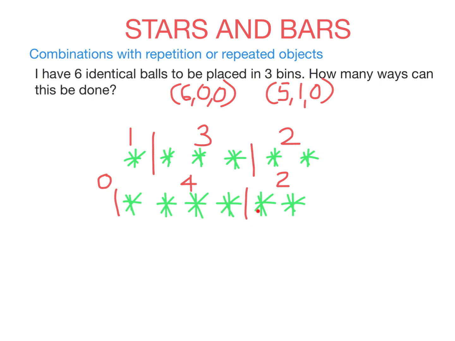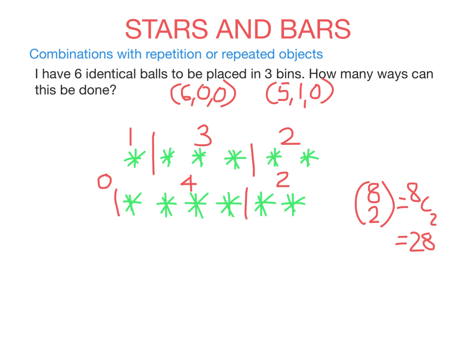Well, with 6 stars and 2 bars, there are 8 spots in total. And of those 8 spots, I have to choose 2 spots for where I put the bars. So 8 choose 2, you can put on your calculator, 8C2 just gives us 28. That's the number of ways that we can do this.